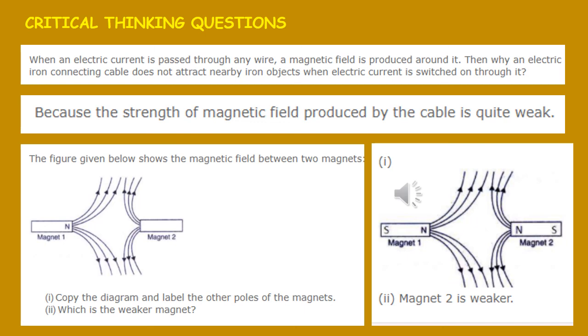Now, the second part of the question asks which is the weaker magnet. We can see that the lines of force on the left hand side are trying to repel the lines of force on the right hand side. So the left one is stronger, and the weaker field is produced by magnet 2. So magnet 2 is the weaker one.